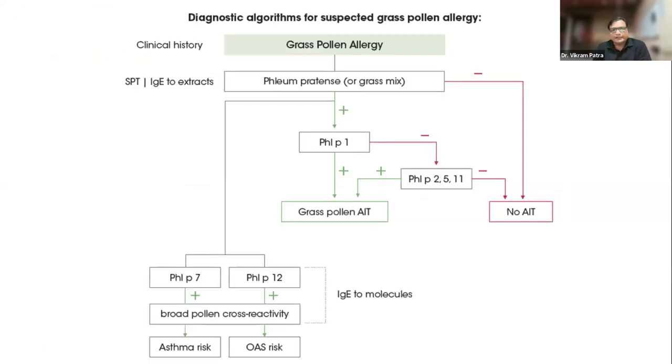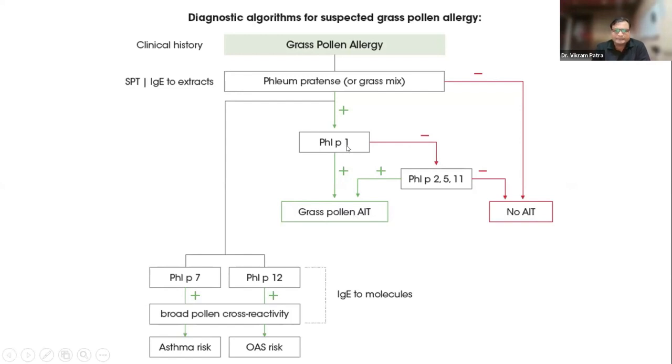So this is the diagnostic algorithm for suspected grass pollen allergy. If the clinical history suggests grass pollen allergy, then SPT to the individual grasses or the grass mix can be done. If it is negative, then no AIT is required. But if it comes positive, then we send the PHL P1, though this is not for our country basically. And if that comes positive, we go for pollen AIT.